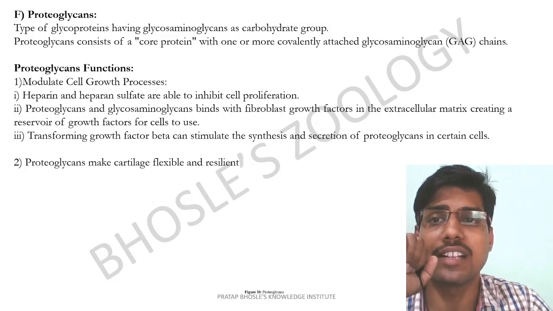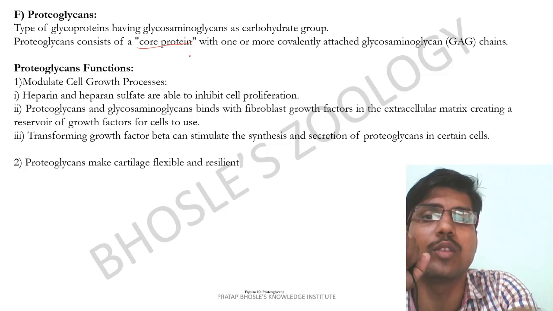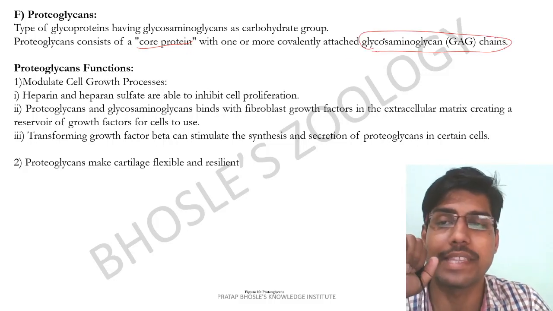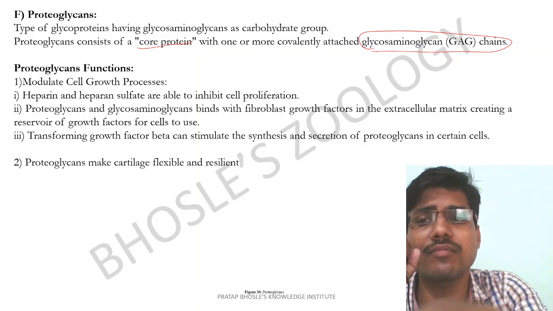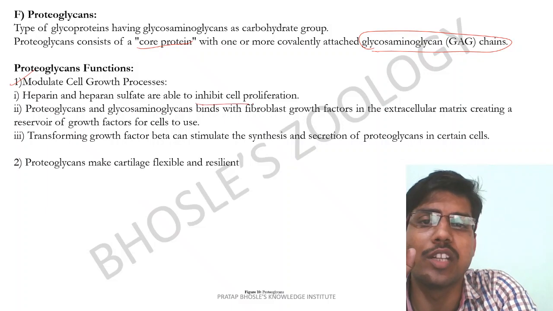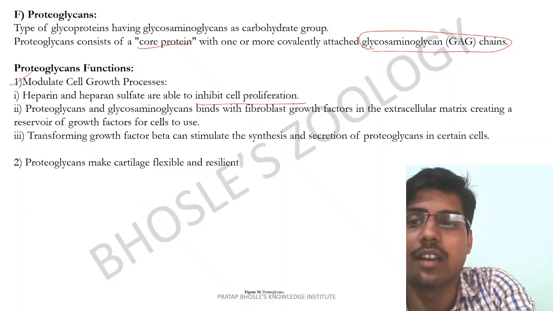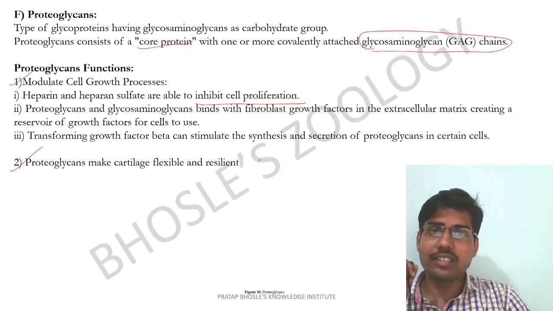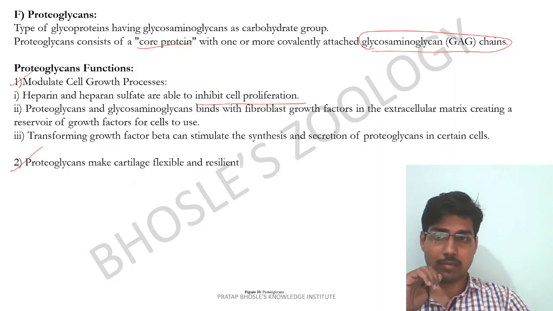Then the proteoglycans consist of a core protein with one or more covalently attached glycosaminoglycan chains. Next, the proteoglycan functions: it modulates cell growth; heparin and heparan sulfate are able to inhibit cell proliferation. Also, the proteoglycans make cartilage flexible and resilient. कोई भी 2 या 3 एटलीस्ट फंक्शन मेंशन करना पड़ेगा आपको, ठीक है.